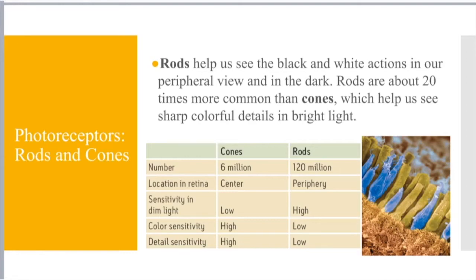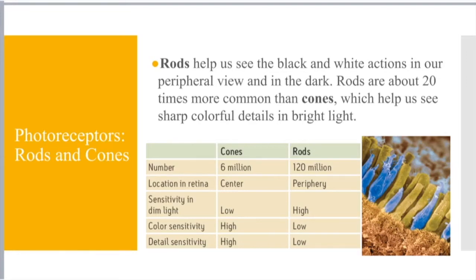They take in the light and then they send their understanding of what this light is to the bipolar cells and the ganglion cells. For the purpose of prepping for your FRQ and prepping for what you need to know for this class, you need to know that rods help us see in black and white, and they help with our peripheral view and in the dark. They're about 20 times more common than cones, and cones are what help us see sharp colors and detail in bright light.